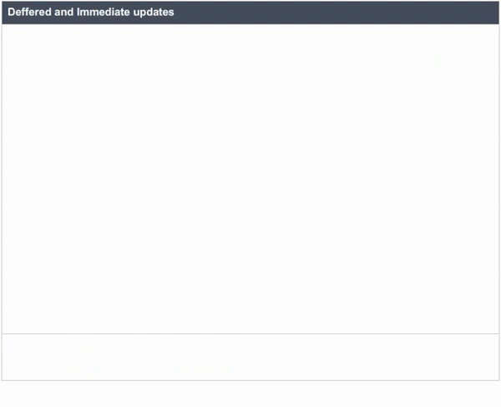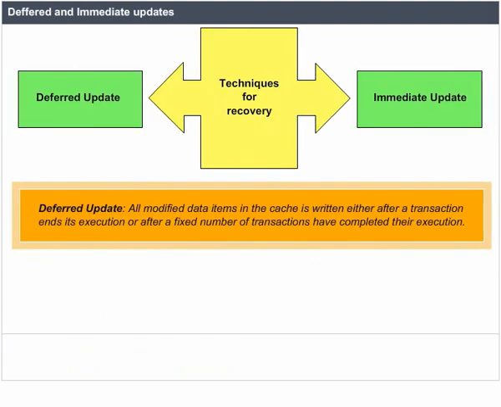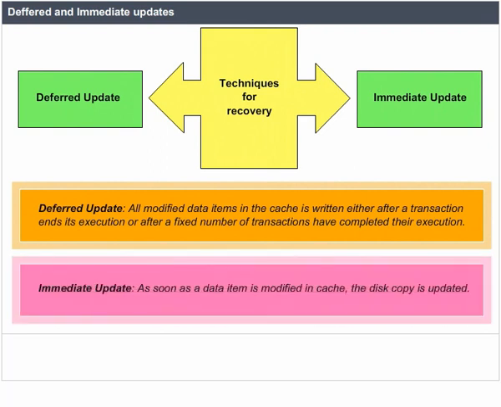Deferred and immediate updates. Deferred update. All modified data items in the cache are written either after a transaction ends its execution or after a fixed number of transactions have completed their execution. Immediate update. As soon as a data item is modified in a cache, the disk copy is updated.